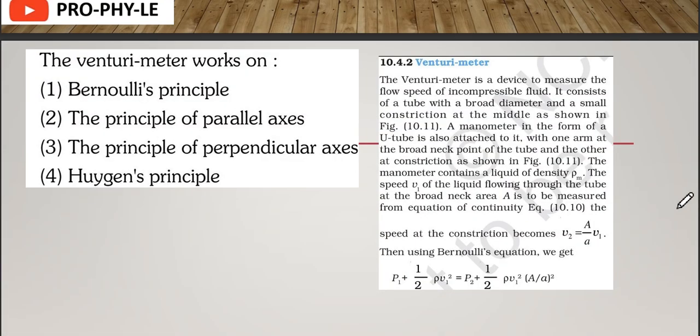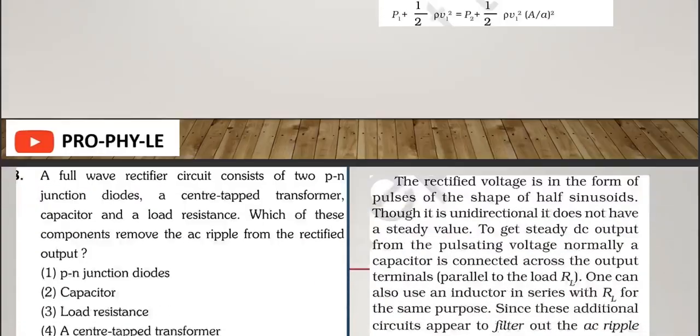So this is another easy question based on the Venturi-meter. Just look at this. Venturi-meter works on Bernoulli's principle. So you can directly mark that if you know that statement.